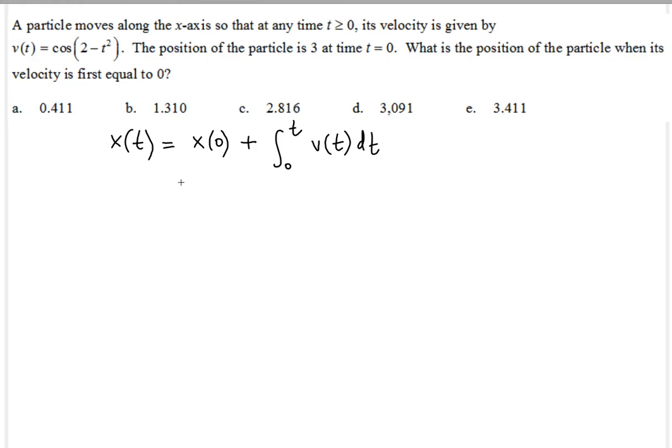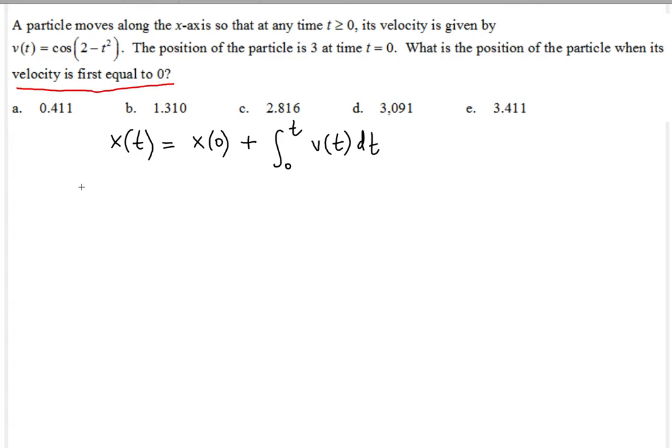Now take a look at this. We're going to use the initial position because it's given to us that the position of the particle is 3 at time t equals 0. But the velocity calls for actually using this part: velocity is first equal to 0. So first we need to find the time, the t value at which the velocity is equal to 0.